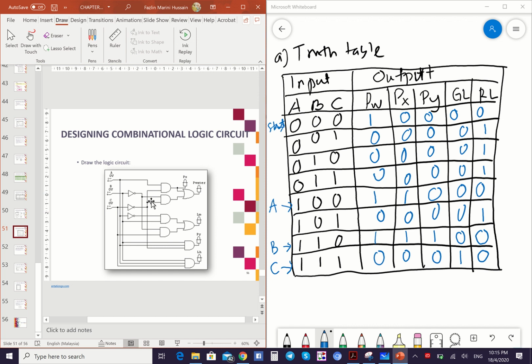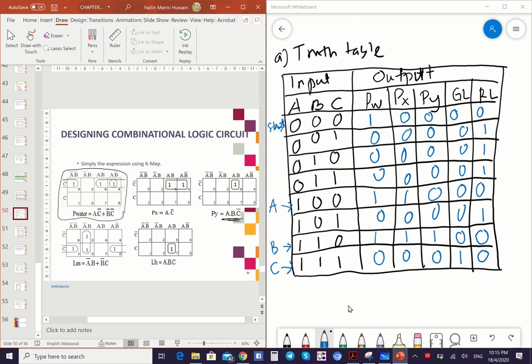All outputs must be combined in one logic circuit, which means you need to use the same inputs A, B, and C, and just show the different outputs using the same input. So for PW, if you refer to your equation, you have A, C bar plus B bar and C bar, and then your PX also has A, C bar.